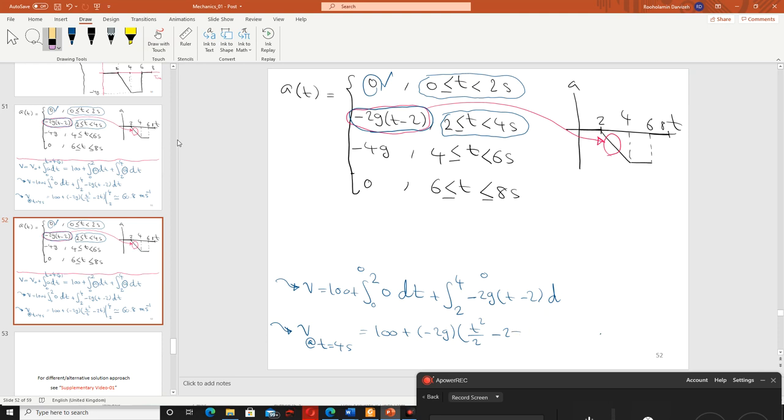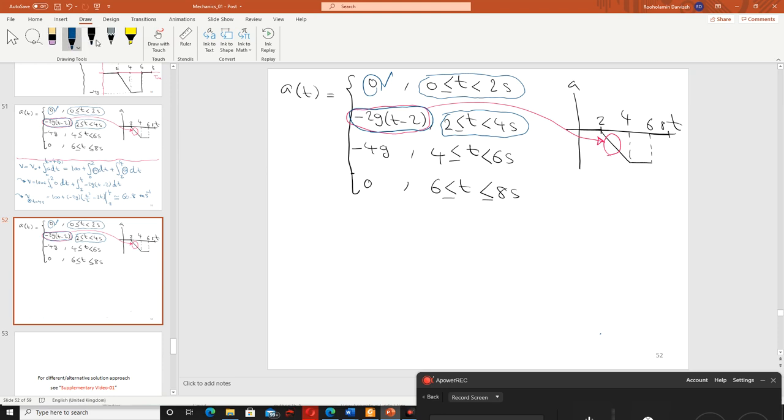Again, we have the same procedure, just a little bit more mathematical calculations, which is very easy. My V is equal to V naught plus the integral of a dt. Because a is not constant, I cannot take it out from the integration. And this time my t is equal to 8 seconds. My V naught is 100 meter per second. I divide again this integration from 0 to 2. My acceleration is 0, this part.